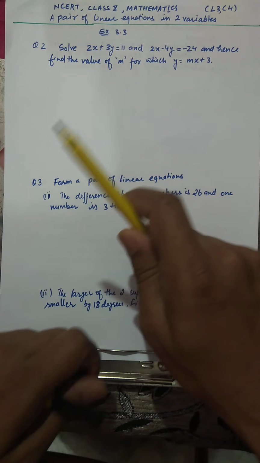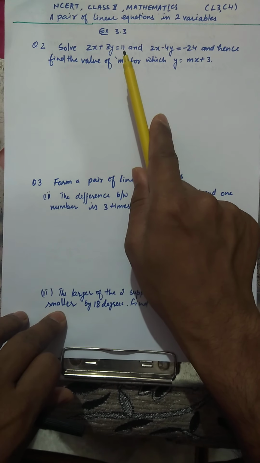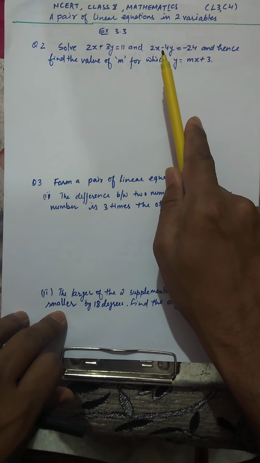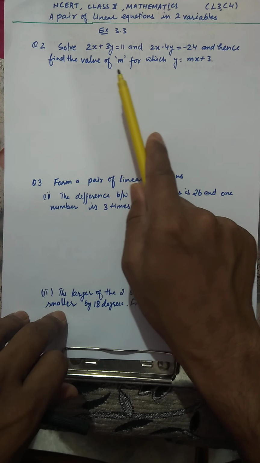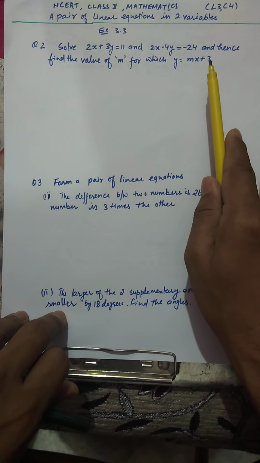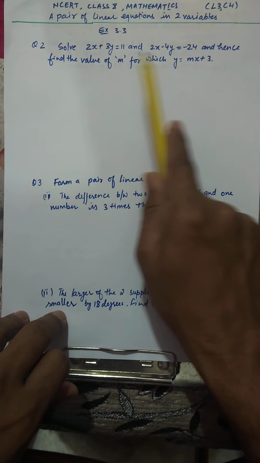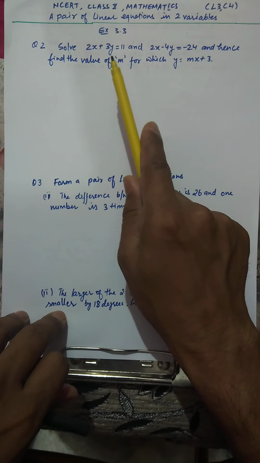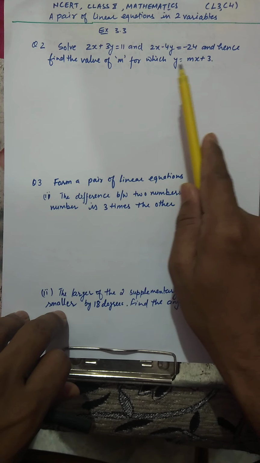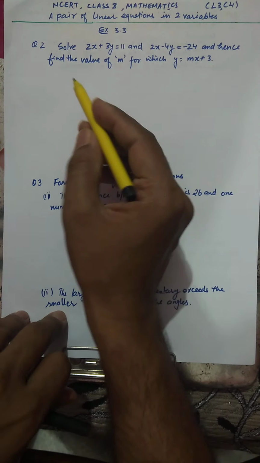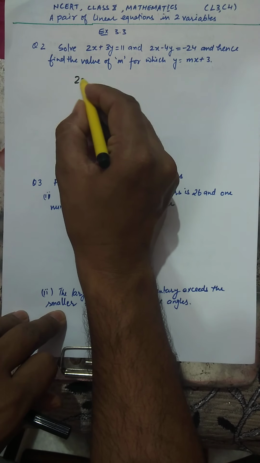So you see question number 2. Solve 2x plus 3y equal to 11 and 2x minus 4y equal to minus 24, and hence find the value of m for which y equal to mx plus 3. So it means you have to solve these two equations first. Whatever the values come, you have to substitute these values here, and after substituting the values you will get the value of m. So now I'm going to solve this exercise.